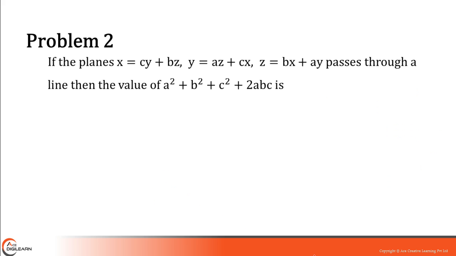Let us see one more question. If the planes x equals cy plus bz, and y equals az plus cx, and z equals bx plus ay pass through a line, then the value of a square plus b square plus c square plus 2abc is. Options are 0, 1, 2, -1. Let us see the solution of it.